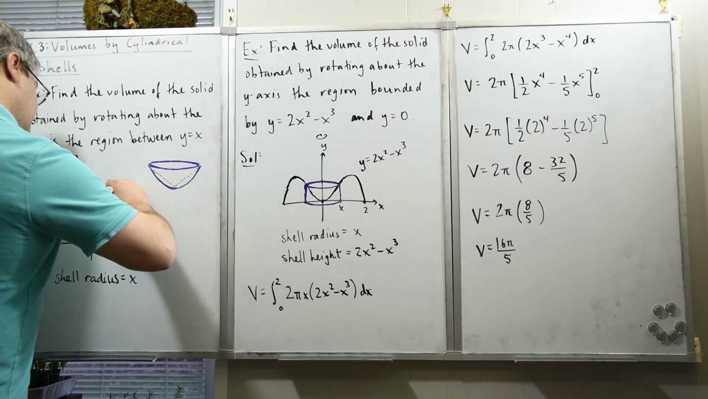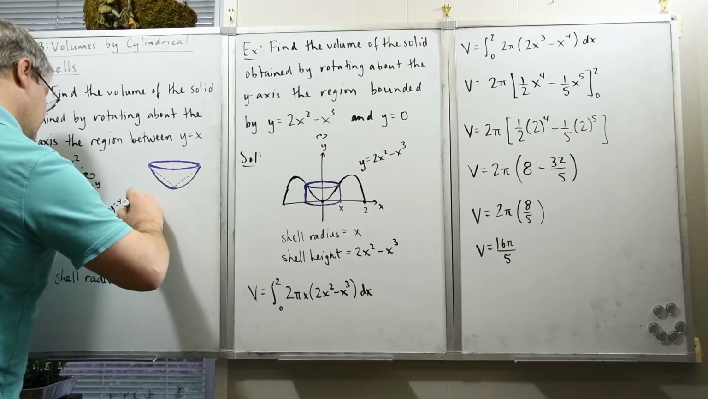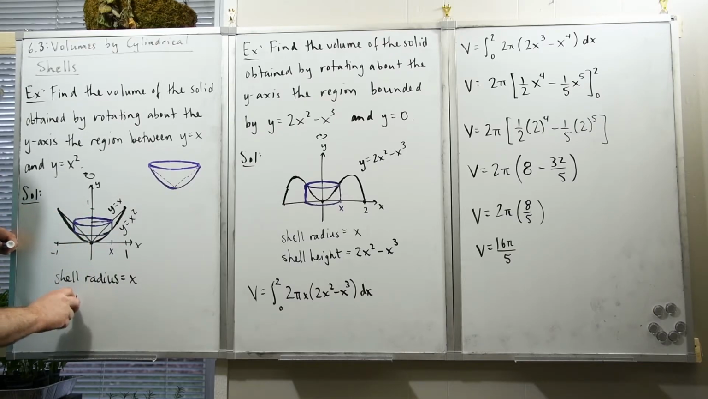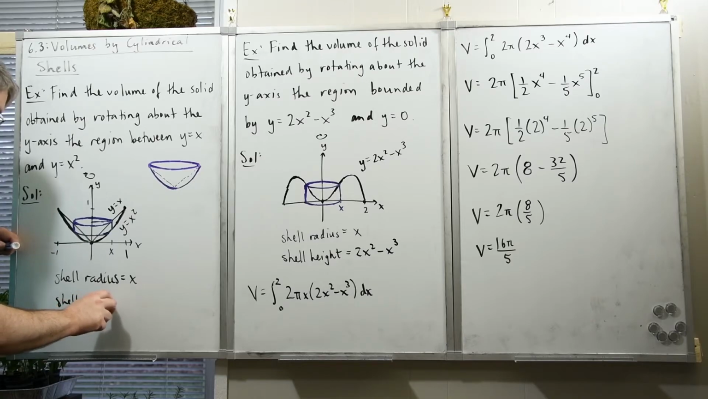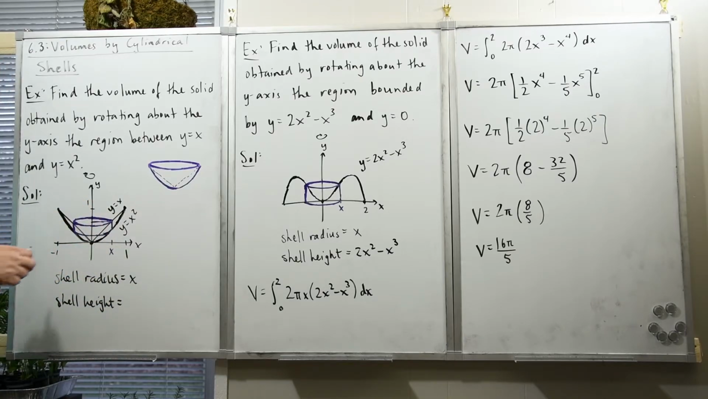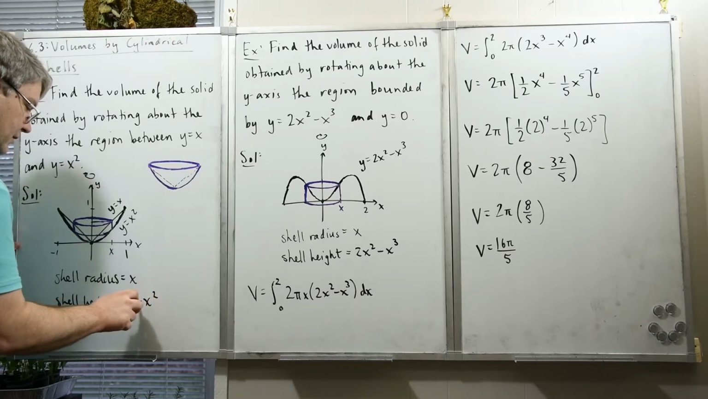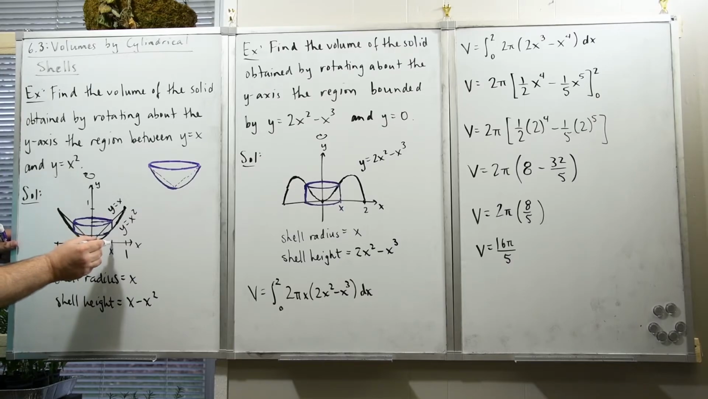But remember, the curves that we have are y equals x and y equals x squared. So the shell height isn't going to be x, and it's not going to be x squared. It's actually going to be the difference in those. So x minus x squared would actually be your shell height in this case. Basically, if you were to take the distance from the x-axis to the top curve, that would be x, but that would be too much for the height. So you subtract away the distance from the x-axis to the bottom curve. So you're subtracting away x squared. So x minus x squared gives you that shell height.